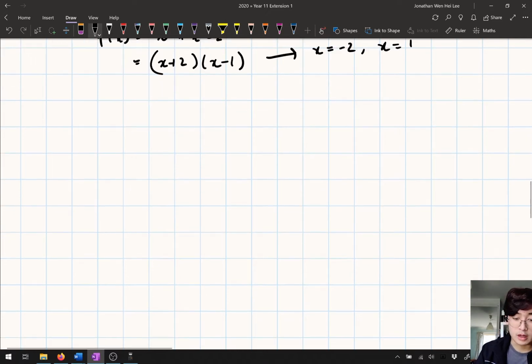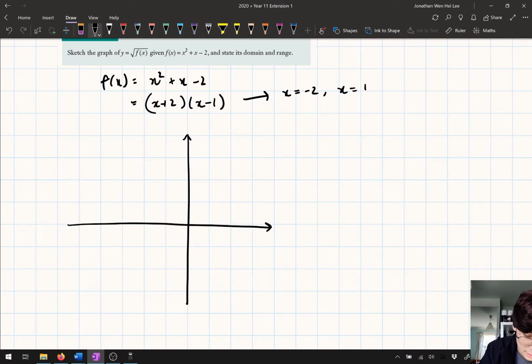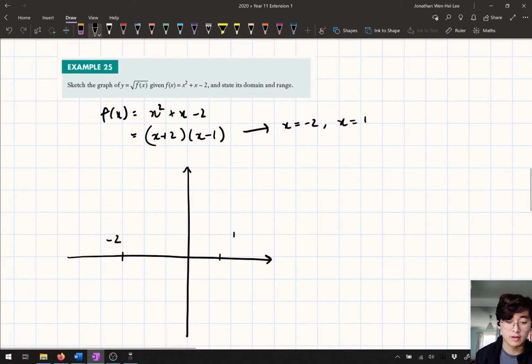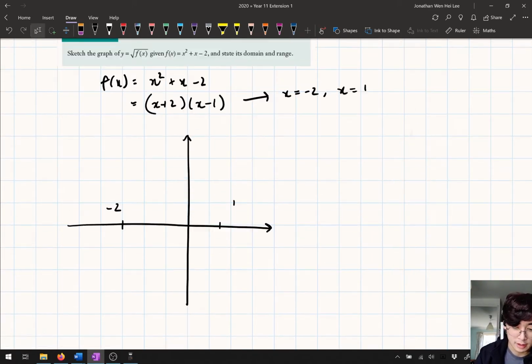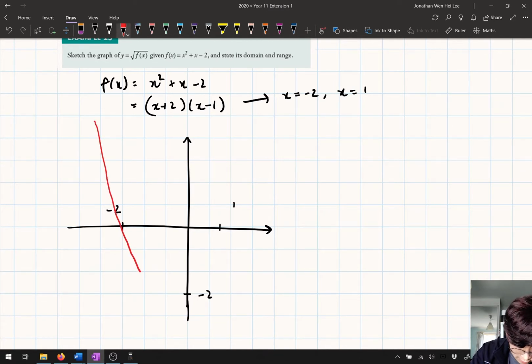Now, let's draw this. So here, I'm going to put on my zeros at, let's go a little bit further. Oh, let's go to here. Negative 2, and this is 1. Now, we have a look at this graph. It's actually a concave up graph. I've also got, let me put on a few extra details. I've got a negative 2 y-intercept. It's a concave up graph. And so my original function f of x is going to look something like this.